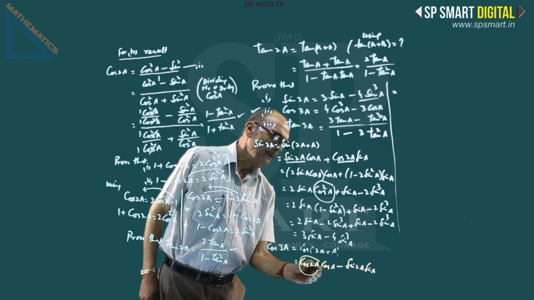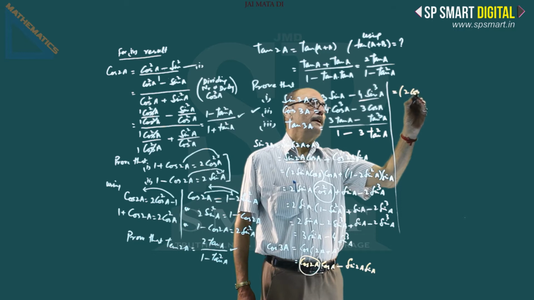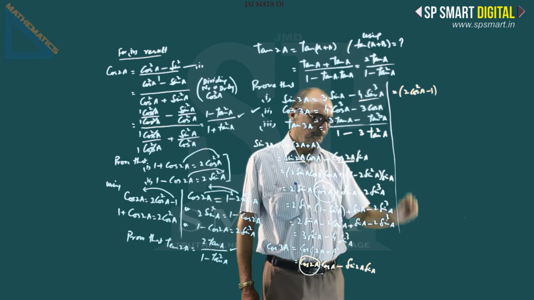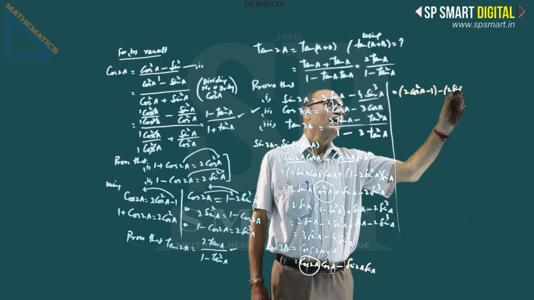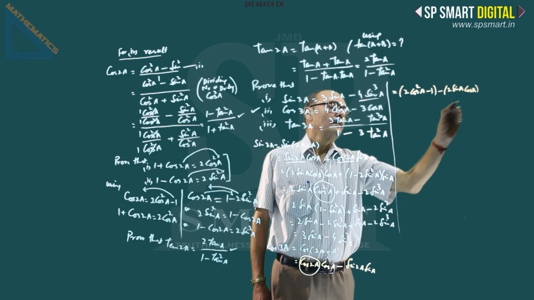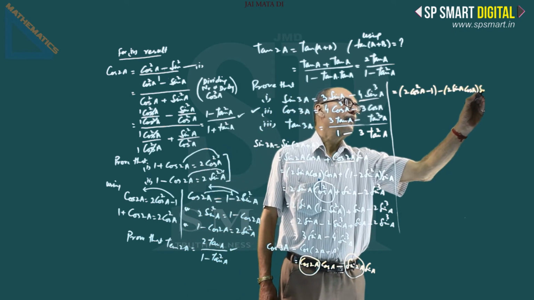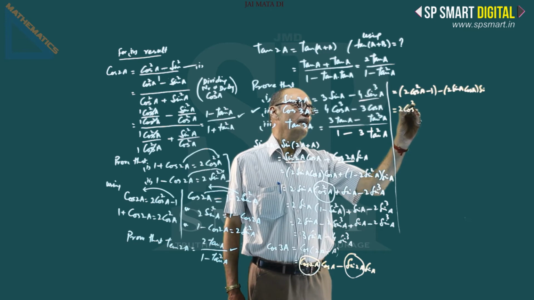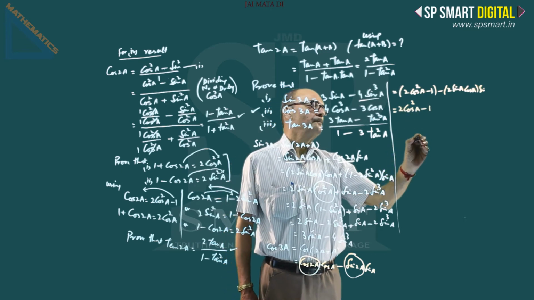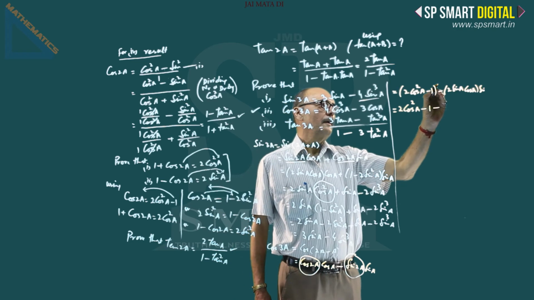Replace this cos 2A by cos square A. So, this is 2 cos square A minus 1, minus 2 sin A cos of A. This is for sine of 2A into sine of A, or this is 2 cos squared A minus 1, minus, outside is here we have cos of A.